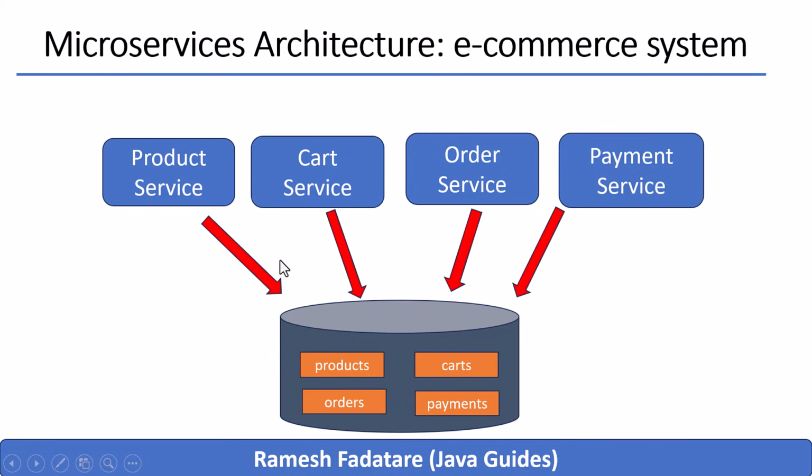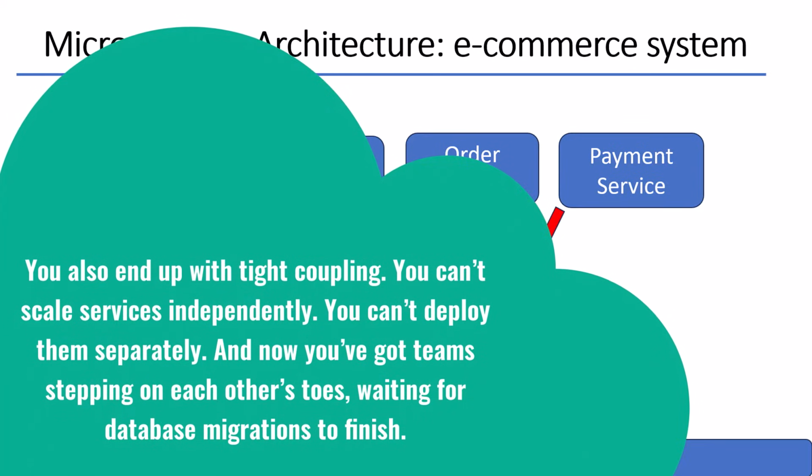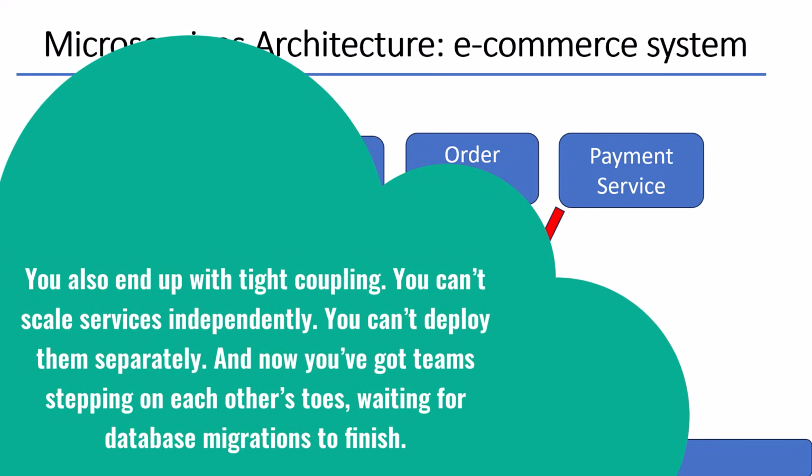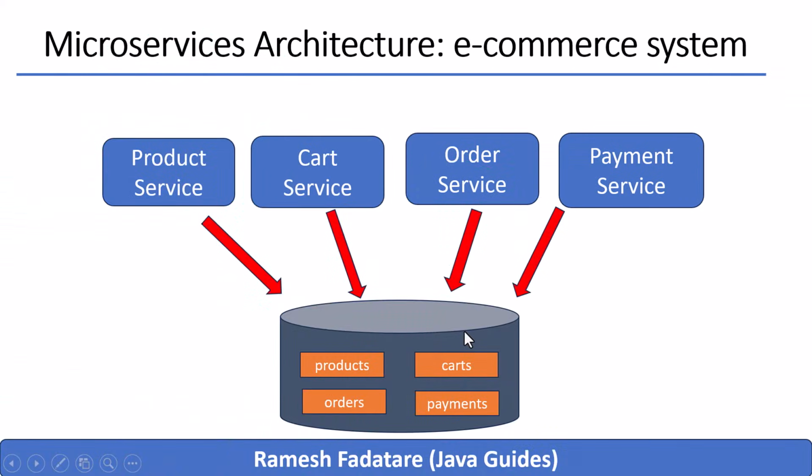But since it's one database, nothing is truly isolated. One service could accidentally modify another service's data, or maybe you change a schema for one table, and suddenly another service breaks, even though it has nothing to do with that feature. You also end up with tight coupling. You can't scale services independently, you can't deploy them separately, and now you've got teams stepping on each other's toes, waiting for database migrations to finish. This is exactly what the database per microservice pattern solves.